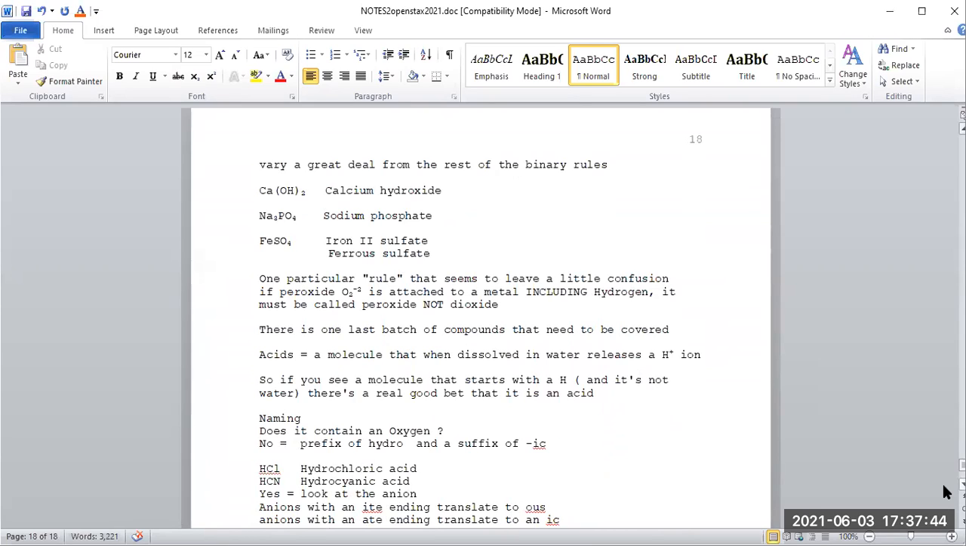So I gave you a couple more examples here, and there's more examples in the book. Ca(OH)2. Now, if you have more than one polyatomic, you must put parentheses around it. This kind of looks like an algebra rule. We've got calcium hydroxide. Don't call it calcium 2 because it's not a transition metal. Don't call it dihydroxide because it's not a non-metal pair. It's just calcium hydroxide.